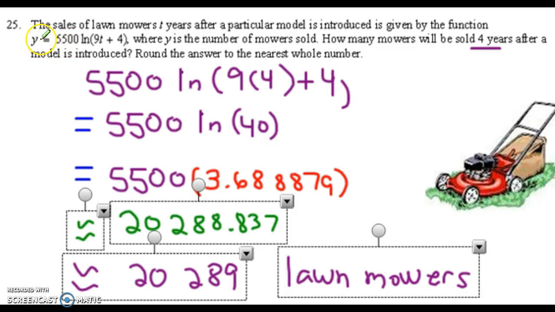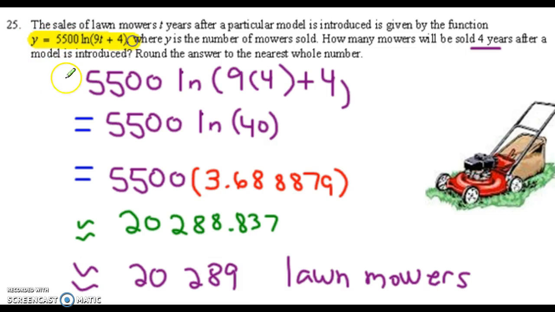So in problem number 25, they give me a function to figure out the number of lawnmowers sold. They want the number of lawnmowers sold after 4 years. So I'm going to plug that into the equation and follow the order of operations. So when I get my answer, I have to round it up to the nearest lawnmower. That's how I got 20,289.